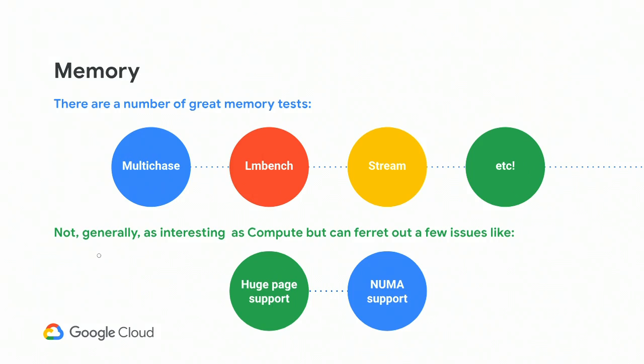Alrighty, memory. There's a bunch of great memory tests. Anyone who's investigated this finds a bajillion of them. Multichase, LMbench is great. Stream is part of HPCC and is one of the granddaddies of memory performance tests. And there's just a vast array of these. We'll be using Multichase here because it was developed at Google, and I have to give my friends props. It's generally not as useful as SPEC or compute, but it can show a few issues.